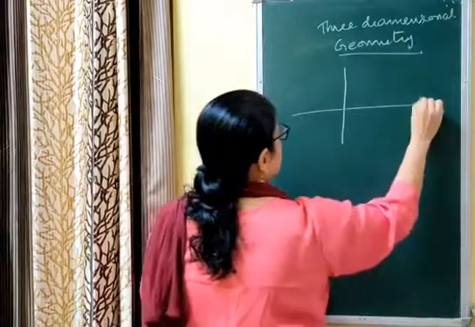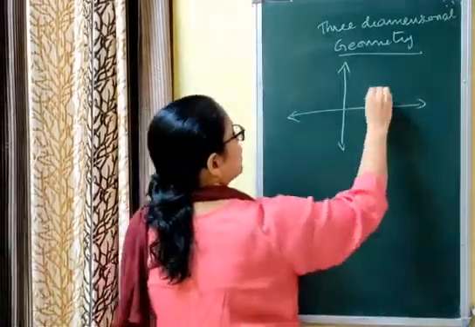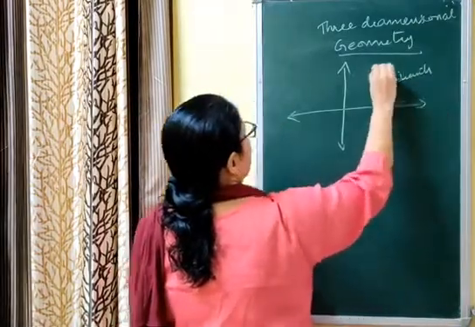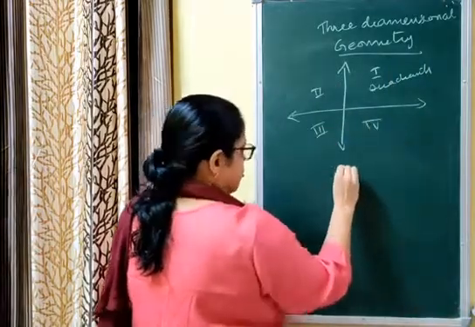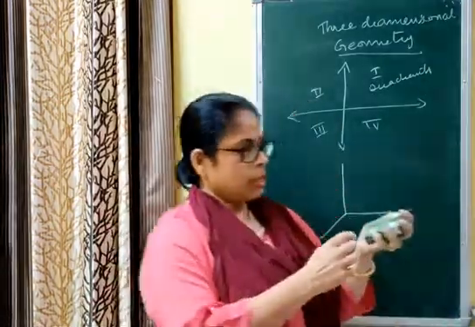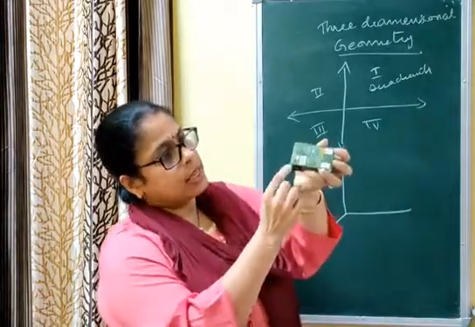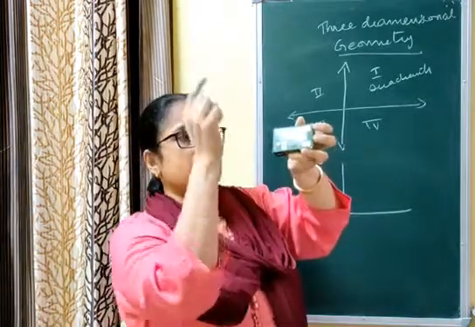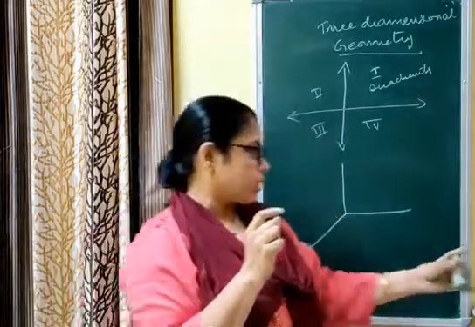Two perpendicular lines, one horizontal, one vertical, divide the whole plane into 4 parts. These are called quadrants, and the quadrants are named 1, 2, 3, 4, as you know from your earlier classes. Likewise, take 3 mutually perpendicular lines. If I take this chalk box, this is the x-axis, this is the y-axis, this is the z-axis. All the 3 are mutually perpendicular. These 3 mutually perpendicular lines divide the whole space into 8 parts. Each part is called an octant.